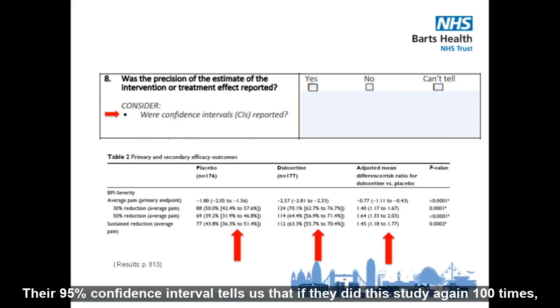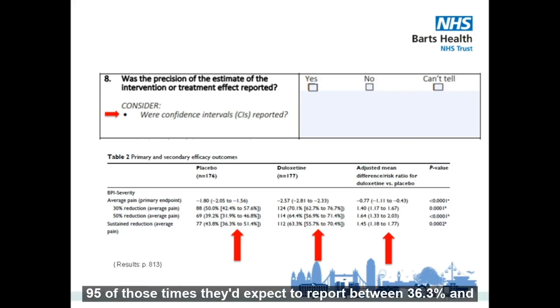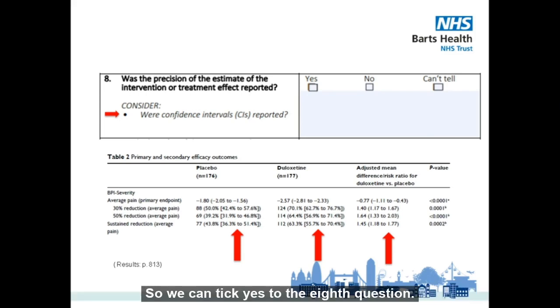Their 95% confidence interval tells us that if they did this study again 100 times, 95 of those times they'd expect to report between 36.3% and 51.4% patients with a sustained reduction of the average pain. So we can tick yes to the 8th question.